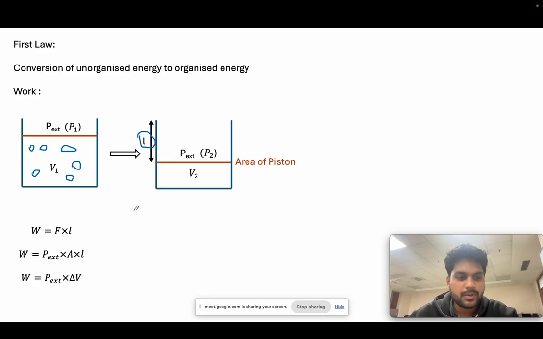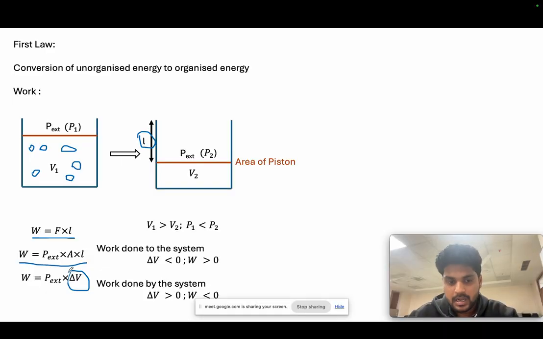As we all know, work is defined as the force acting on a body over a certain length, which is W equal to force into L. What is force? Pressure is force by area, so force equals pressure into area. That's why W equals P external into area into L. And you all know that area into length is nothing but the volume. So this is the work done, and these are the different cases.